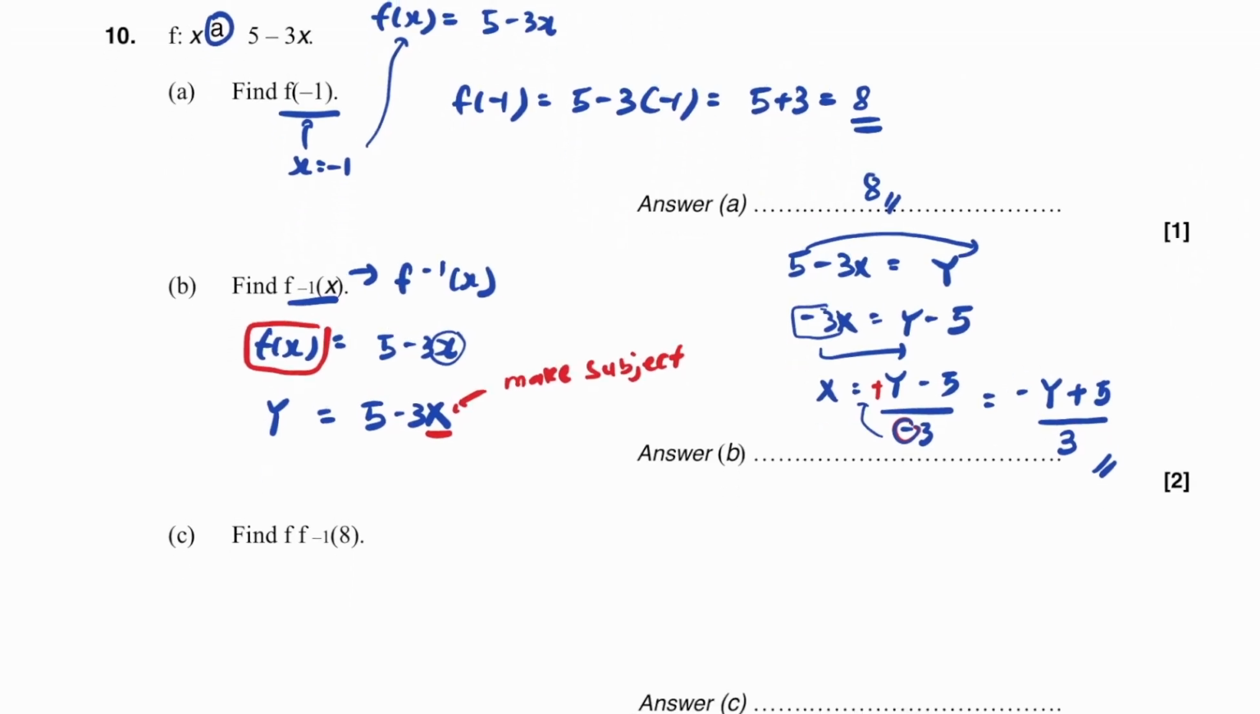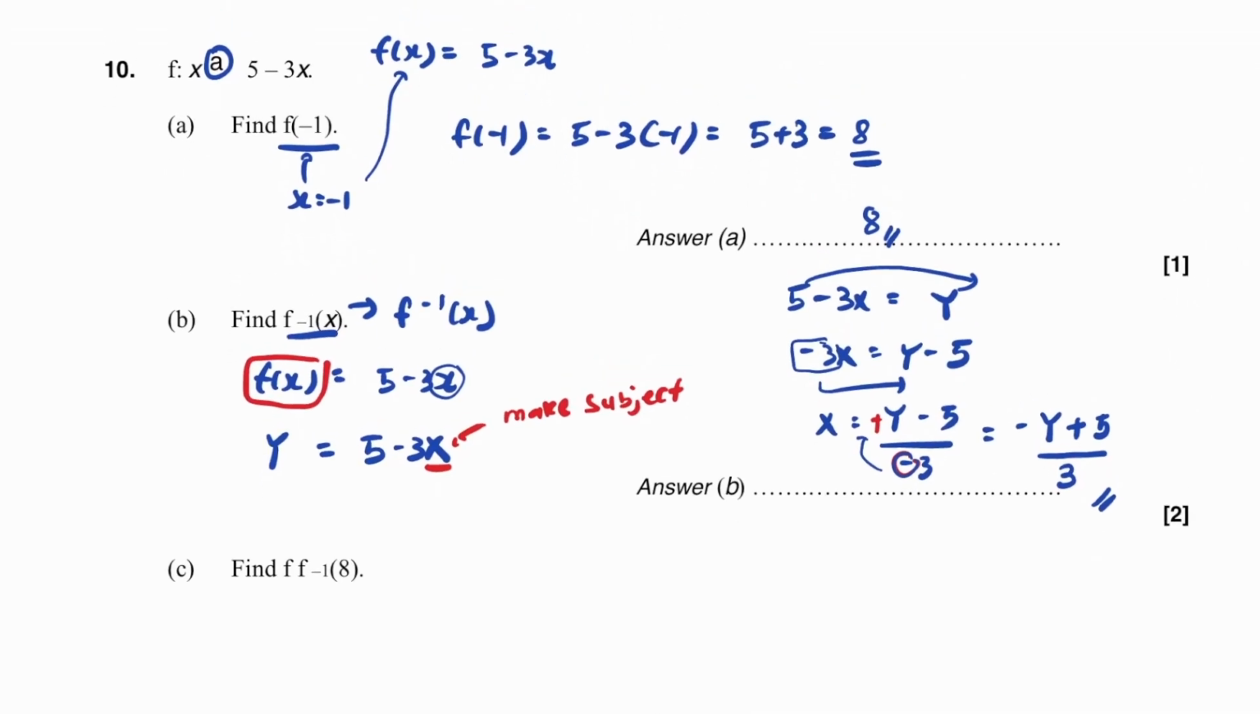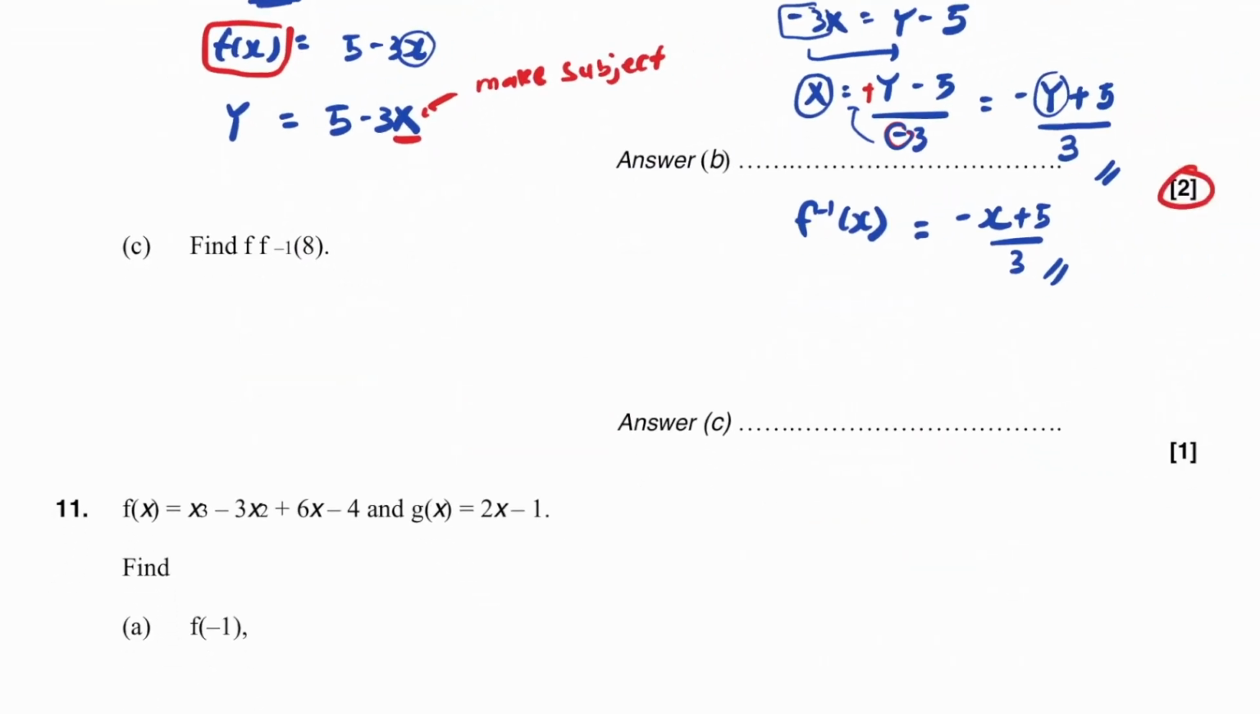But are you sure you're going to write it in this way? Of course not. So change this capital X back to f inverse. So this is how you should write your final answer. And then finally, change this y back to small case x: f inverse of x equals x plus 5 over 3. So hold on, let me make it smaller. So f inverse of 8.